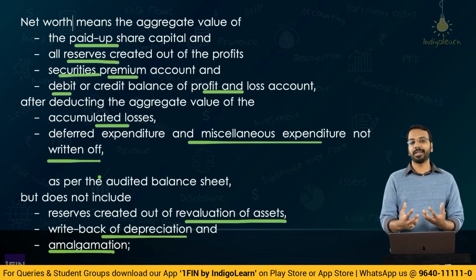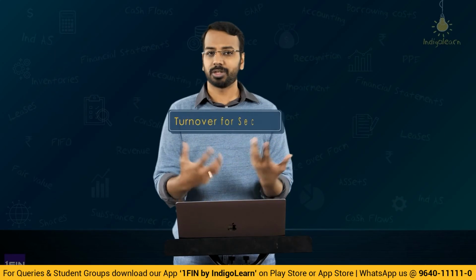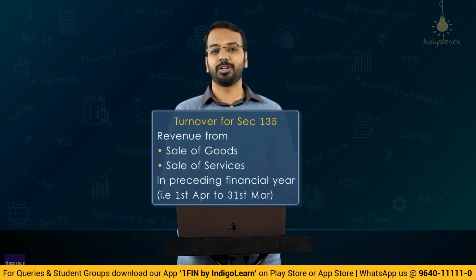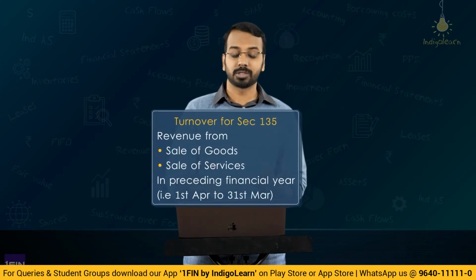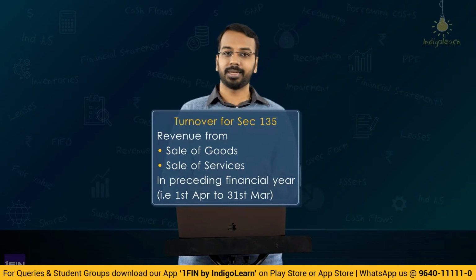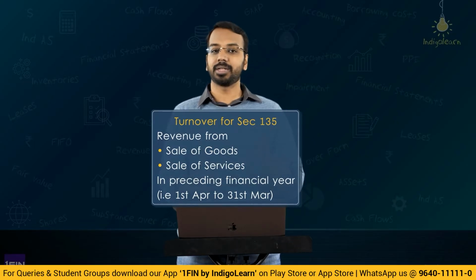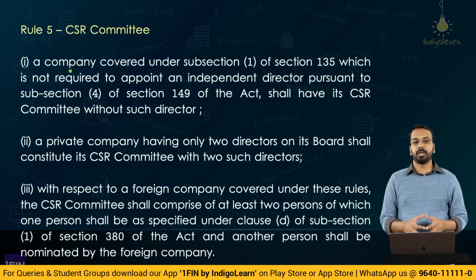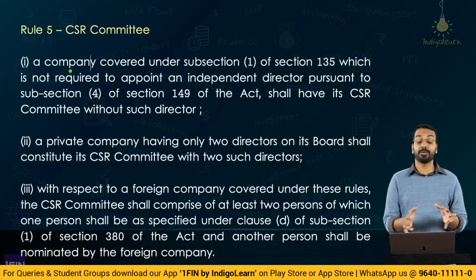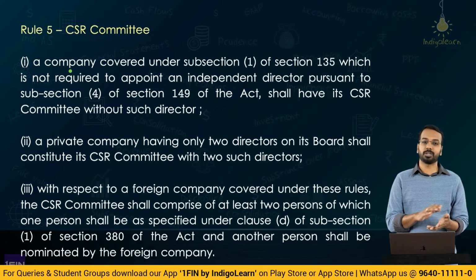Then another criteria is related to turnover. Turnover is basically the total revenue which has arisen from sale of goods, sale of services by an entity in the preceding financial year. Financial year means 1st of April till 31st of March. Now we have understood which companies have to create a CSR committee. We have also understood how the CSR committee is to be created, and we also understood the definition of net profit and net worth and also turnover.